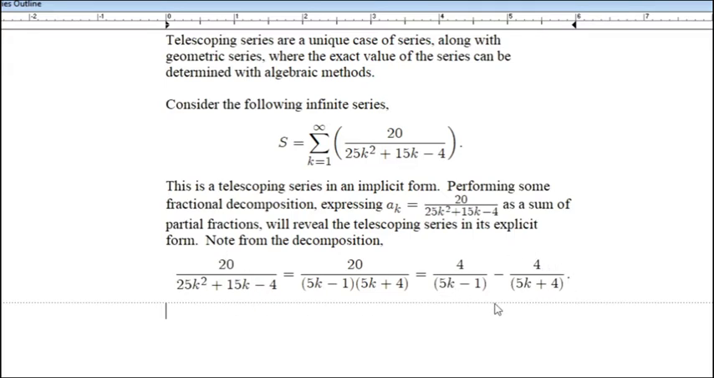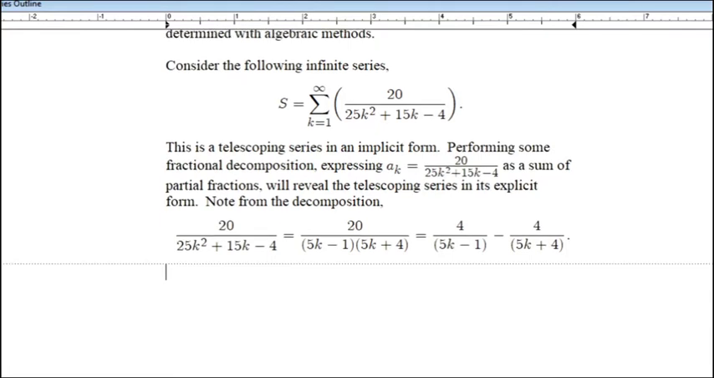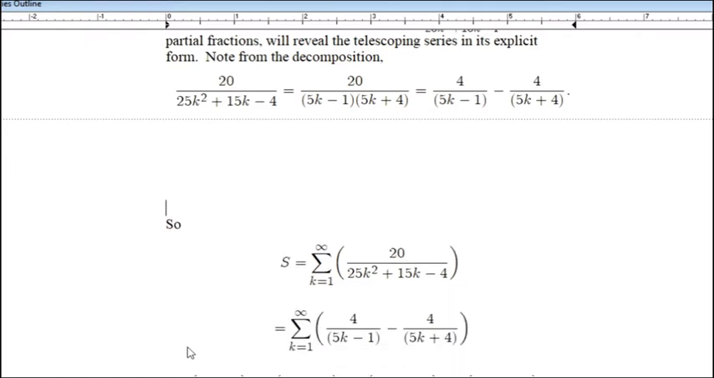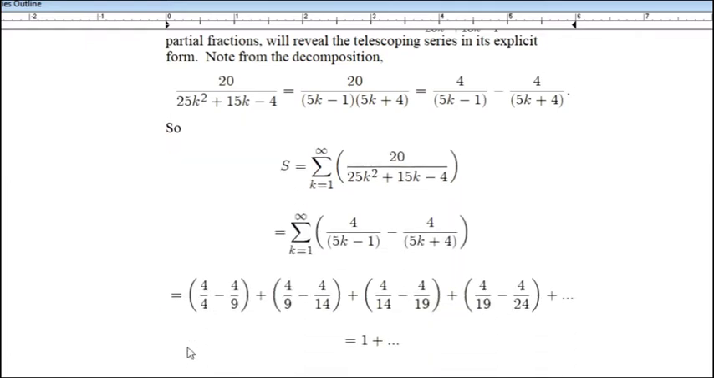Now, what this decomposed form illustrates is a telescoping behavior. To illustrate what I mean, let's take note of the behavior seen for this infinite series if I express its argument in this explicit form. As we go from k equals 1 to infinity, notice the behavior of the arguments for each iteration of the index k.